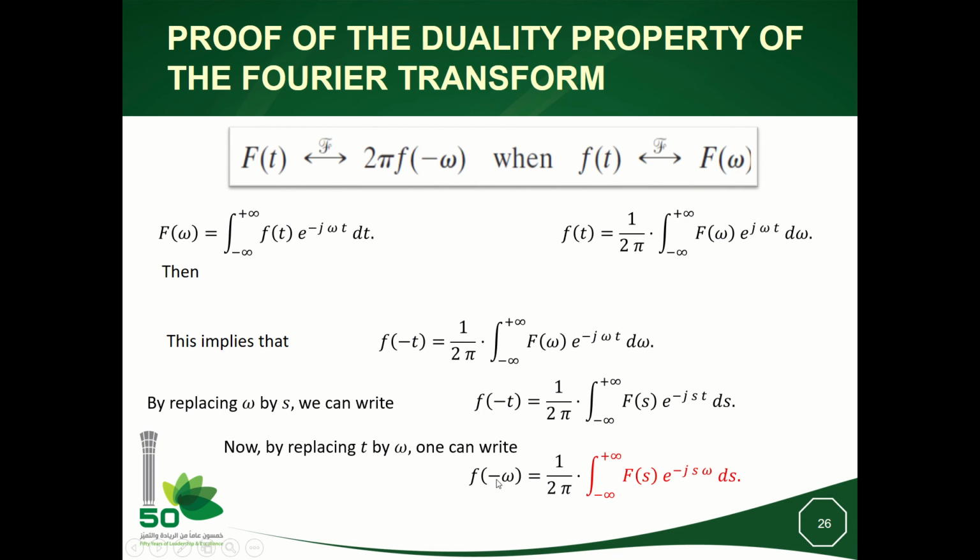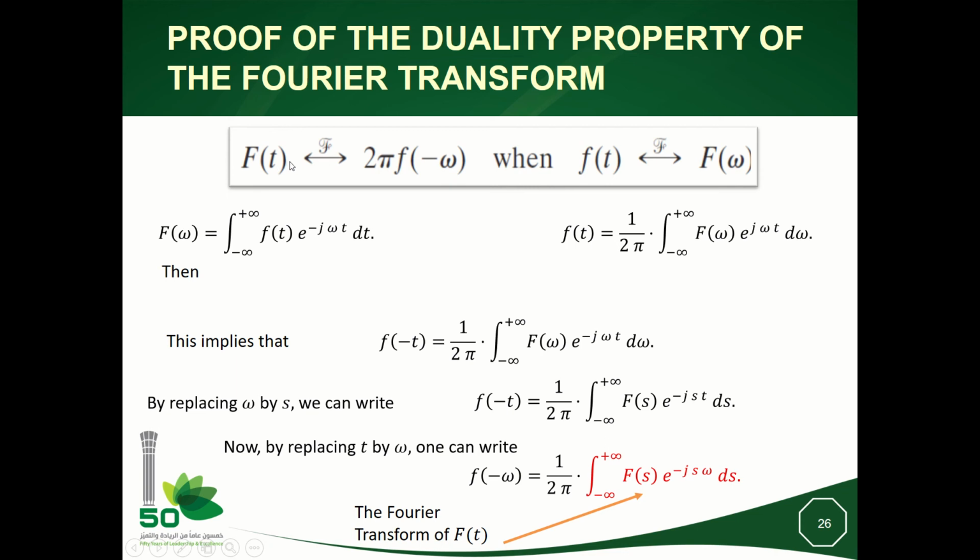It means f of minus omega is equal to 1 over 2 pi times the red expression. Or the red expression is 2 pi multiplied by f of minus omega. We remark that this red integral is exactly the Fourier transform of F of t.